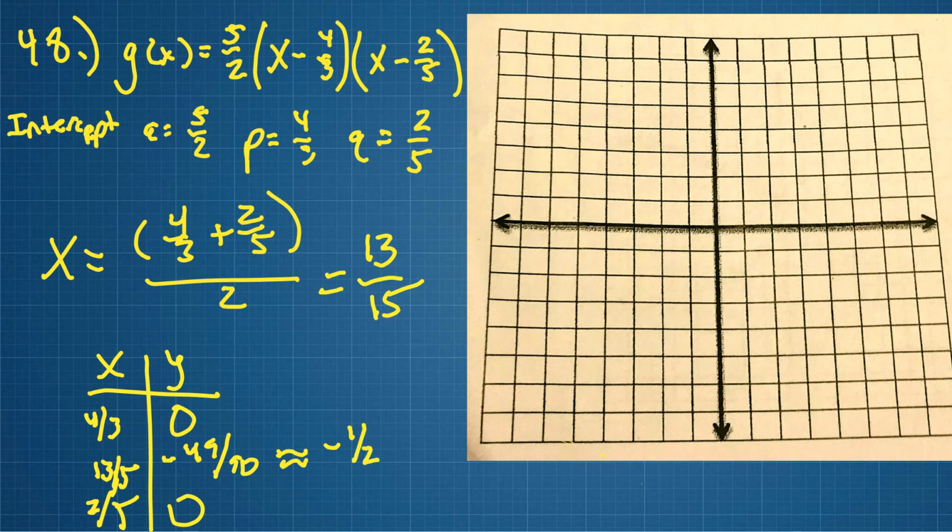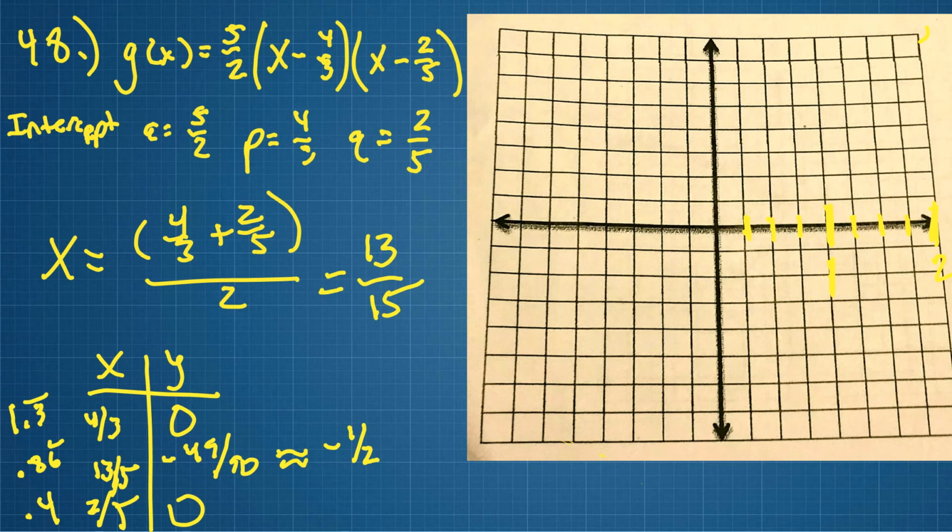All right. So I'm going to make this go by quarters to make this a little bit easier. So there's 1. There's 2 because 4/3 is 1.3 repeating. 13/15 is 0.86 repeating. And 2/5 is 0.4. So 0.86 is a little bit like halfway between 0.75 and 1.